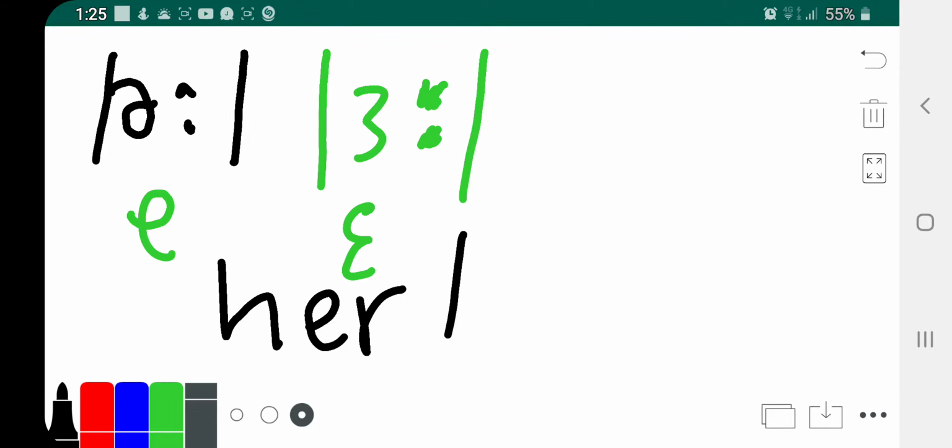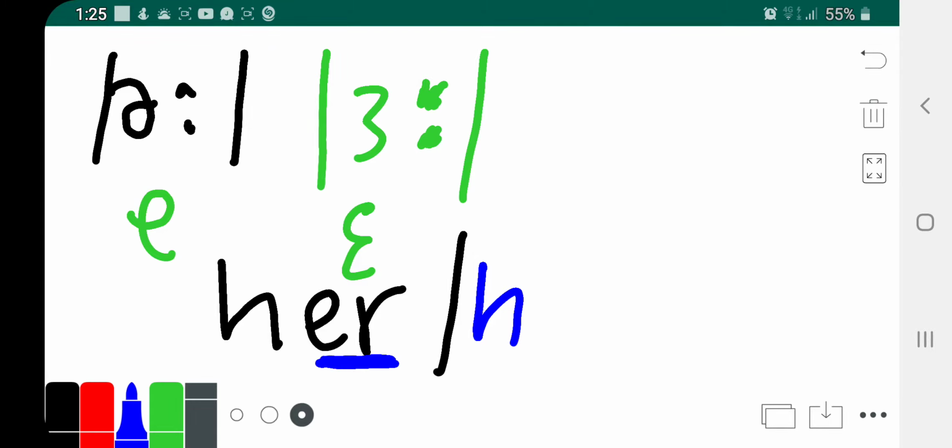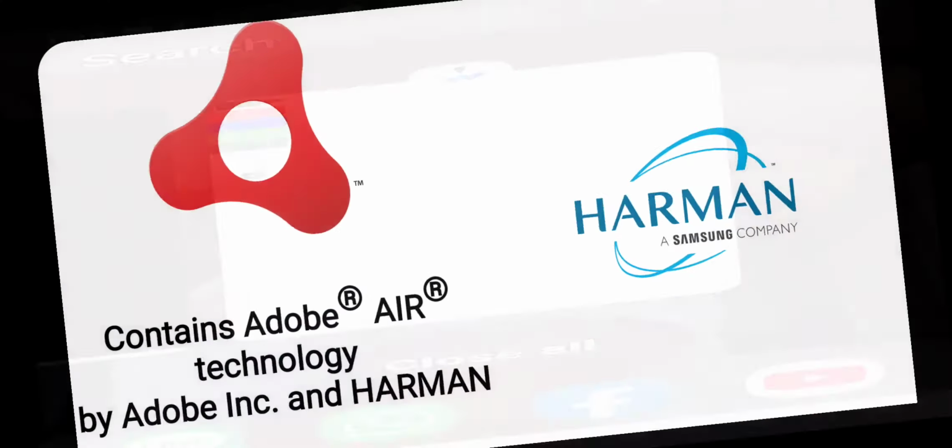If I want to write the IPA for hair, it's going to be H, and the whole of this is going to change to this or that. So let me use this one. Okay, so this is her, hair, hair. Good. Let's go to our next symbol. We go to our next symbol, our third symbol rather. So our third symbol, we go to the IPA chart.